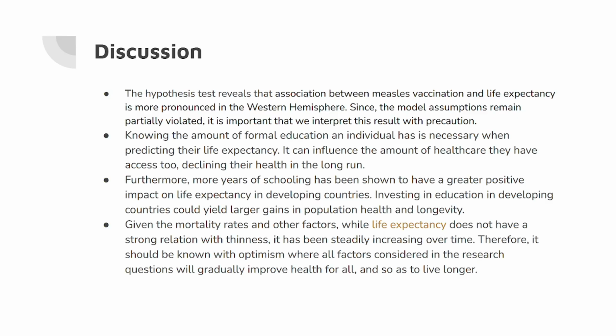Now, in a discussion. Firstly, the hypothesis test reveals that association between measles vaccination and life expectancy is more pronounced in the Western Hemisphere. Since the model assumptions remain partially violated, it's important that we interpret this result with caution. Secondly, knowing the amount of formal education an individual has is necessary when predicting their life expectancy, and can influence the amount of healthcare they have access to, declining their health in the long run.